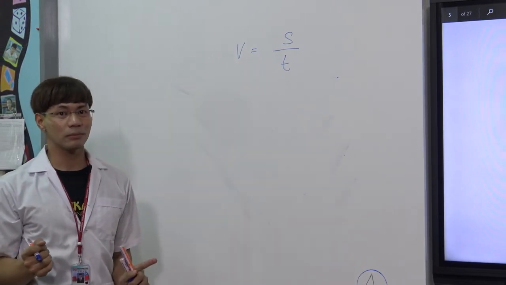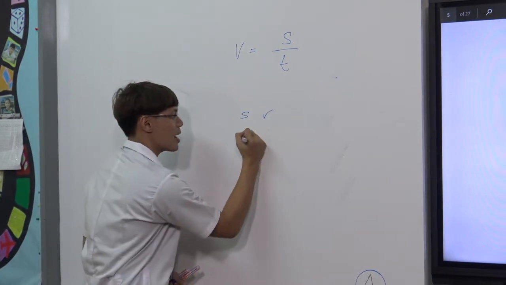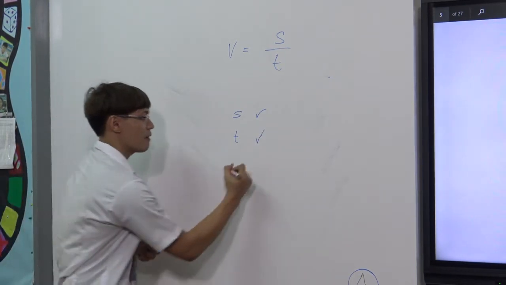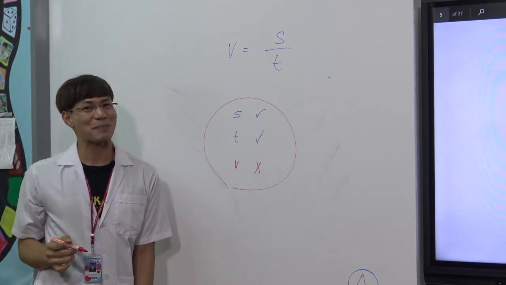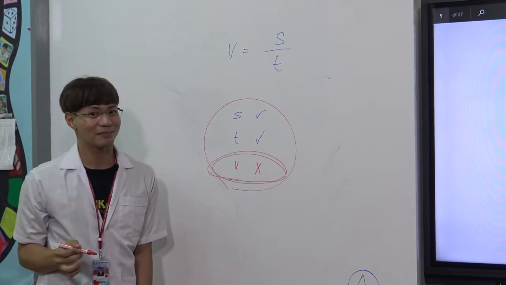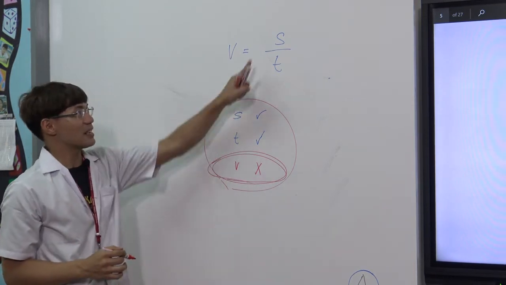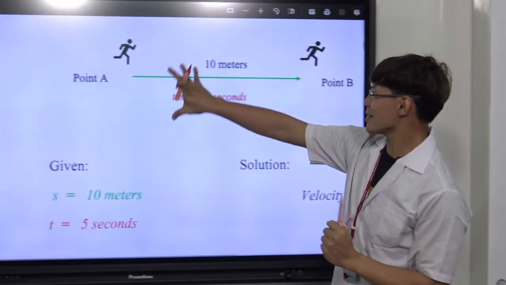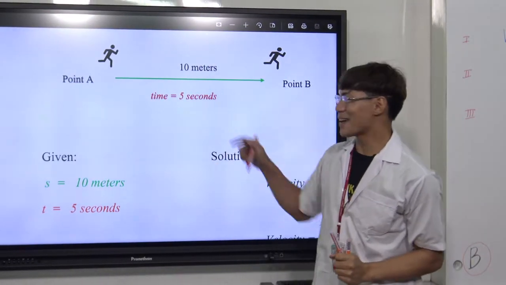In the word problem, if we start with a given, the displacement is given. Time is also given. What about velocity? Velocity is not given. So from here alone, we know what's missing. Whatever is missing, that's what we solve for. So in this case, we solve for v. And we know the formula for v is displacement over time. The given in the diagram is the displacement is 10 meters. The time is 5 seconds.